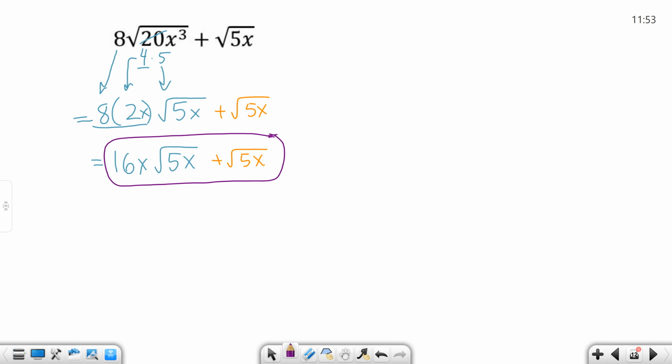Now, I have seen books and teachers factor out the square root of 5x and put 16x plus 1. Look, if your teacher wants you to do something like that, you do that. This answer, to me, is simplified. It's there. 16x square root of 5x plus square root of 5x for my students. But again, if your teacher requires something else, by all means, do what they wish for you to do.